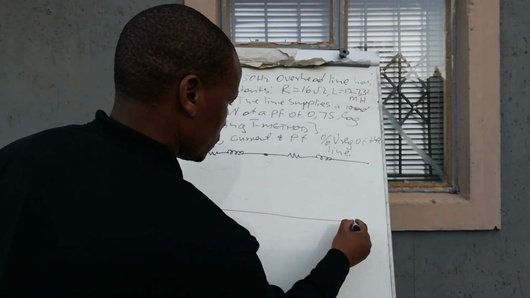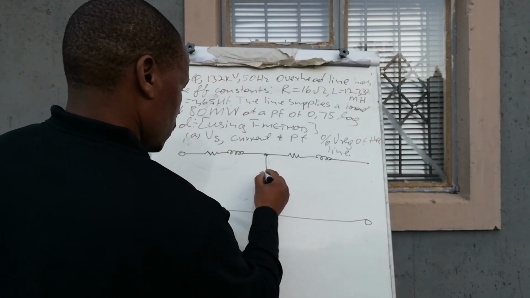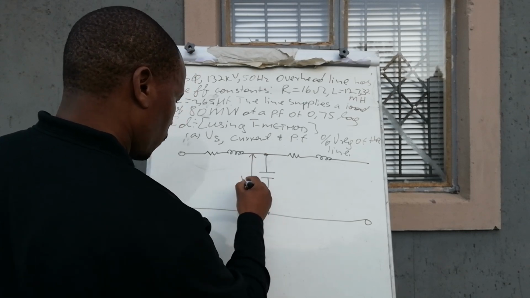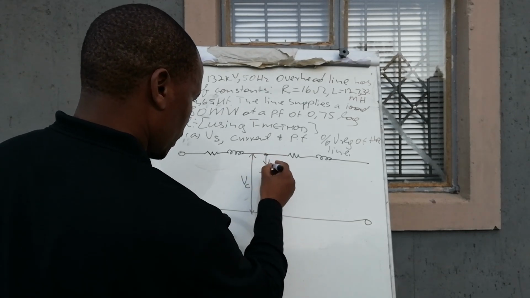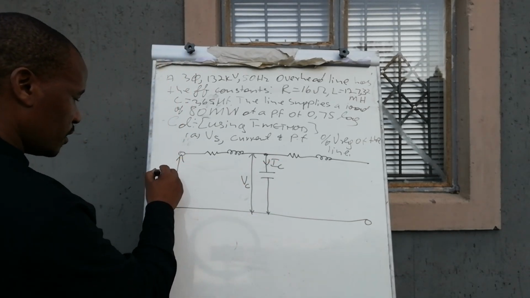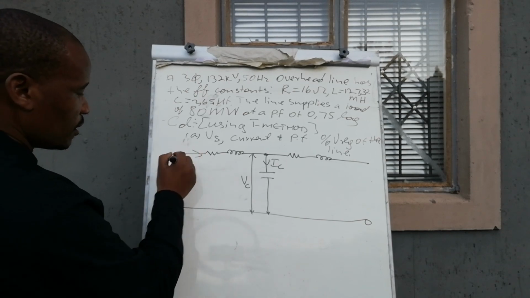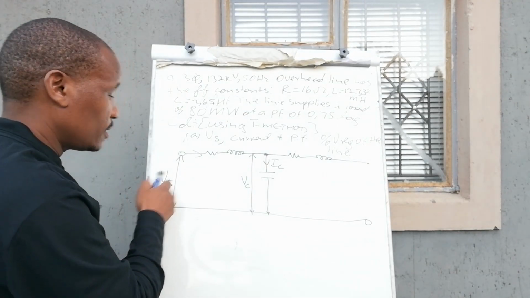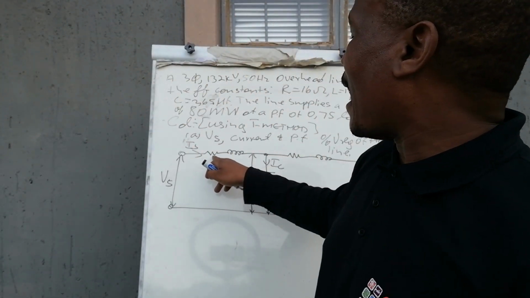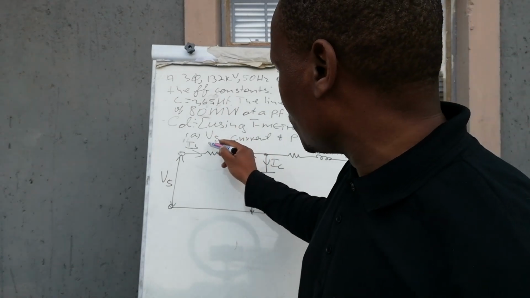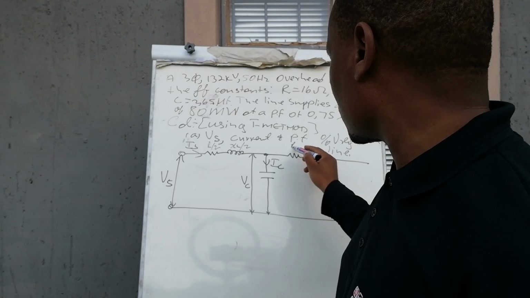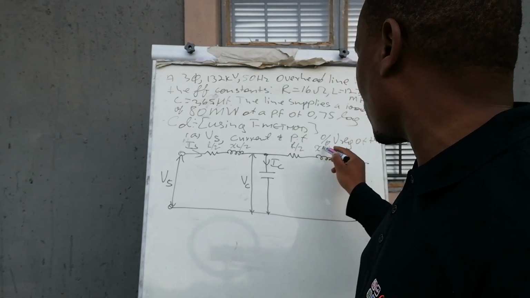This is the case. Because of this capacitor, it means we've got a voltage that can supply that capacitor, and then we've got the capacitive current. Here we've got the sending end voltage, or the sending end station, and then we've got the sending end current. This is half the inductance on either side, meaning this is R over 2, this is XL over 2, this is R over 2, this is XL over 2.